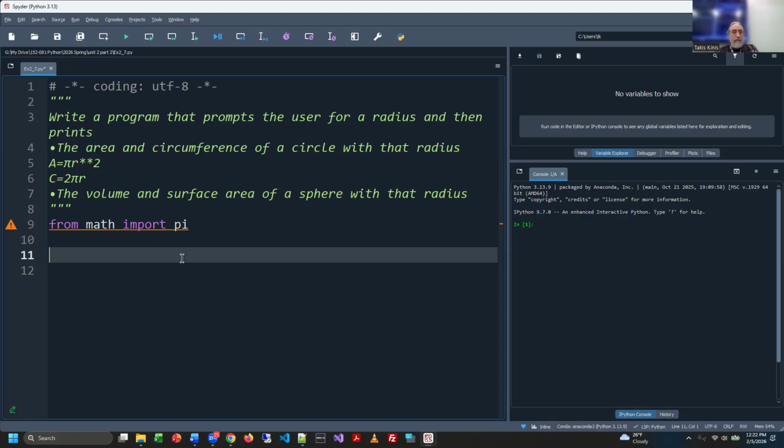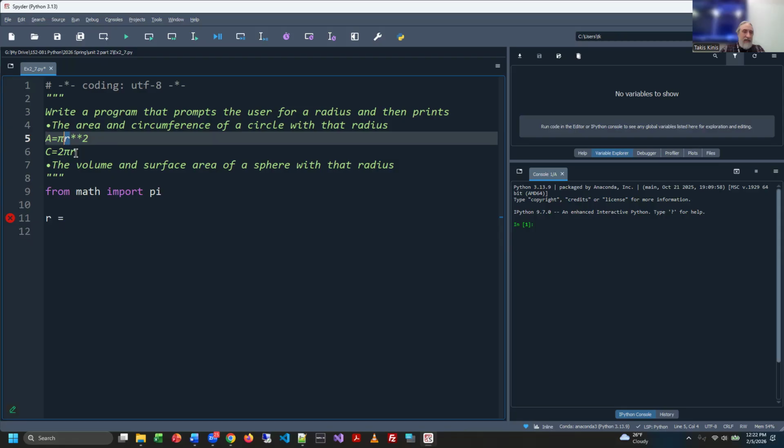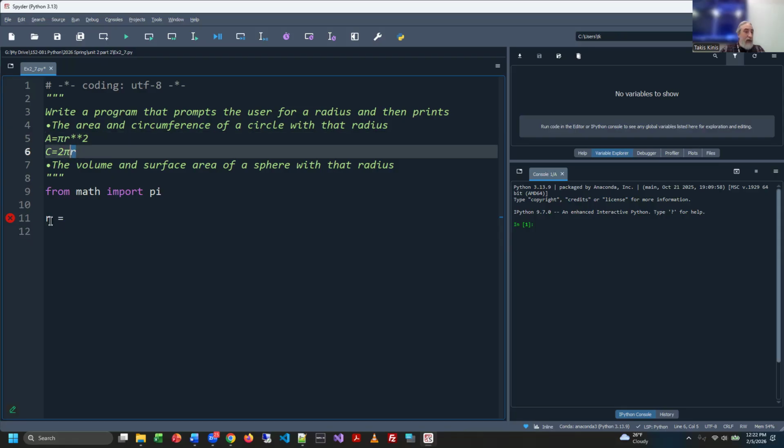All right. So the program instructions say, write a program that prompts the user for a radius. Okay. So we want to write a prompt that's going to prompt the user. So we're going to say, I'm looking for a radius. I'm just going to call my variable r. If you want to call it radius, go for it. But my thinking is these formulas, radius is always expressed here as an r. So that's what I'm going to call it here.